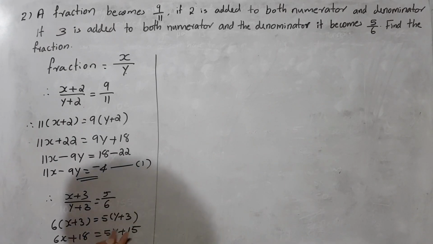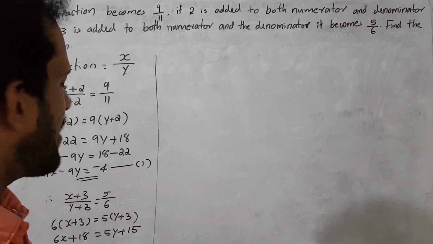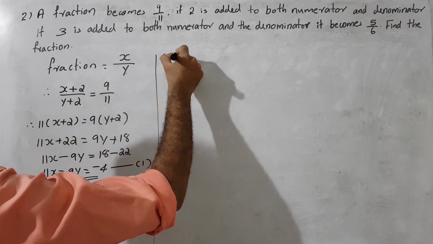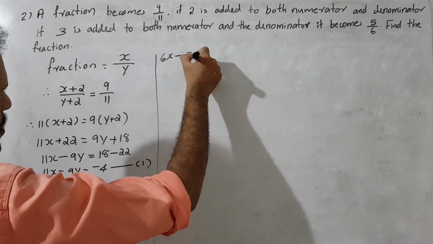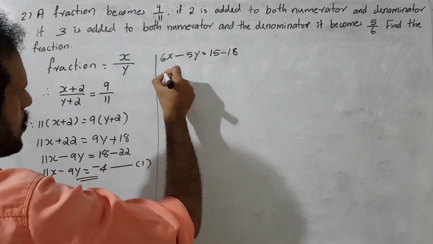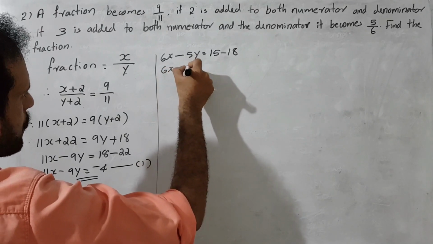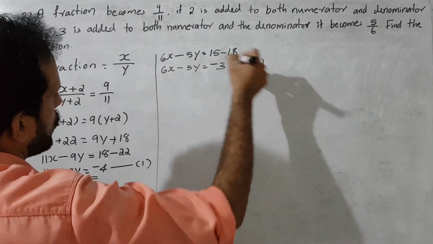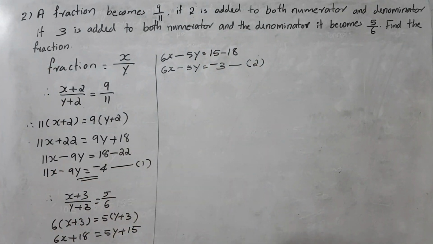Next, take the variables on one side and numbers on the other side. Then what is the change? 6x minus 5y is equal to 15 minus 18. Therefore 6x minus 5y is equal to minus 3. That is equation 2. So what is next?